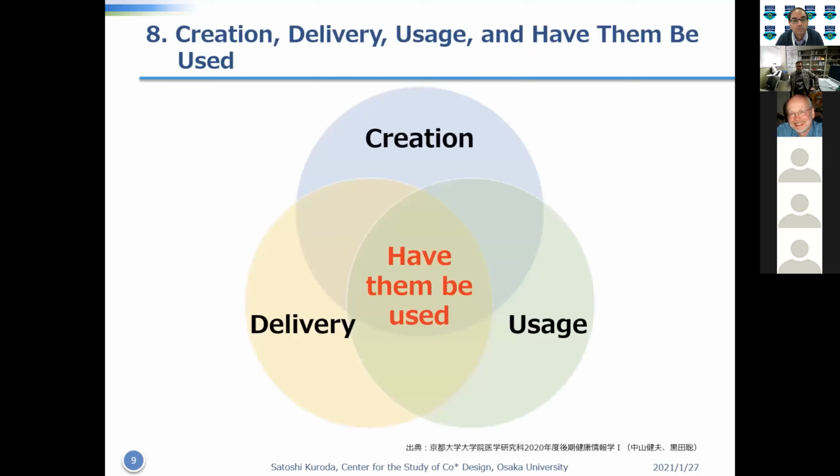The eighth, creation, delivery, usage, and have them be used. The new normal prefers to communicate over the internet without sharing real places or things. Information producers are required to place greater emphasis on providing what they need, when they need it, where they need it, through the most appropriate media and means.